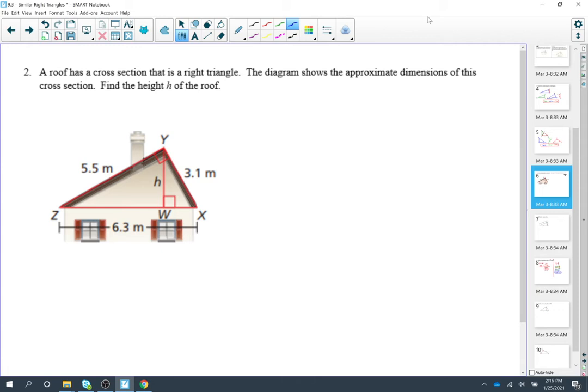Now, in order to do this, we're going to use similar right triangles, and I'm going to start by drawing out the 3 similar right triangles. In order to do this, at angle Z, I'm going to mark 1 tick mark. At angle X, I'm going to mark 2, and then I'm going to start with my largest triangle.